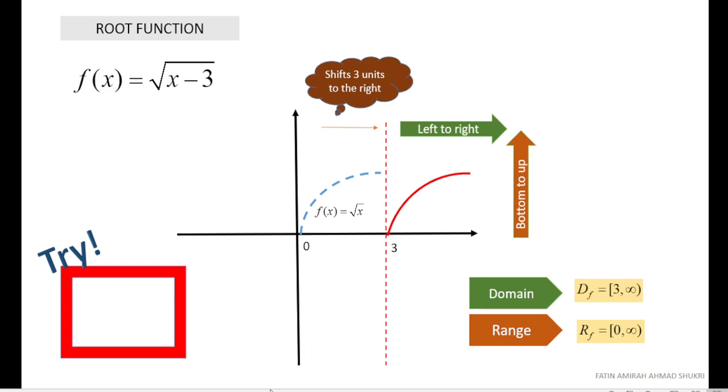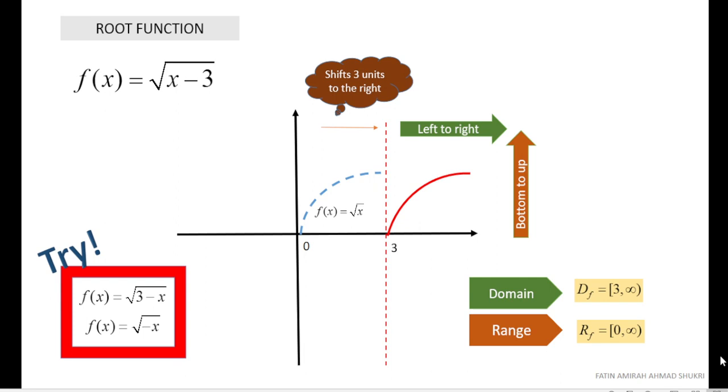Okay, try this. Later I will ask you during class. So let's say you have f of x equal to square root of 3 minus x. Previously it was x minus 3, now 3 minus x. So what will the graph be? Okay, the root function graph. Another question: when you have square root of negative x, what will the graph look like?